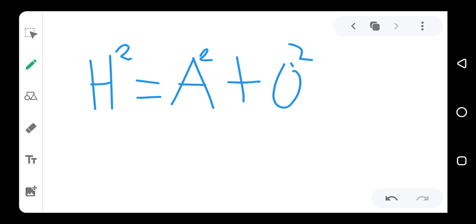This is what we have in Pythagoras theorem: the hypotenuse squared is equal to the adjacent squared plus the opposite squared, or is equal to the sum of the two adjacents squared.